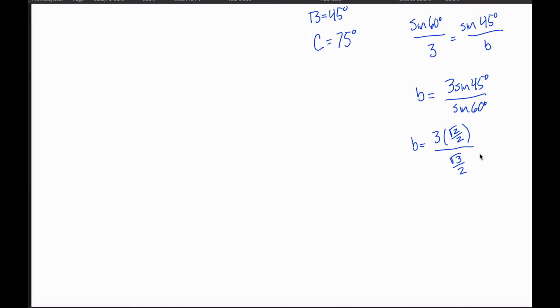So I have a fraction over a fraction. Maybe it's easier to see if I write it as 3 root 2 over 2 divided by the square root of 3 over 2. I take the fraction on the bottom and I flip it upside down. That changes the division of fractions into multiplication of fractions, which is nice.